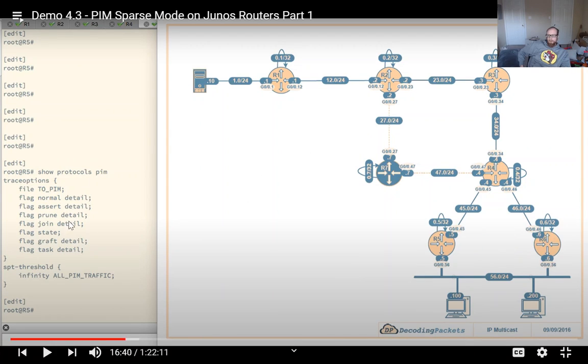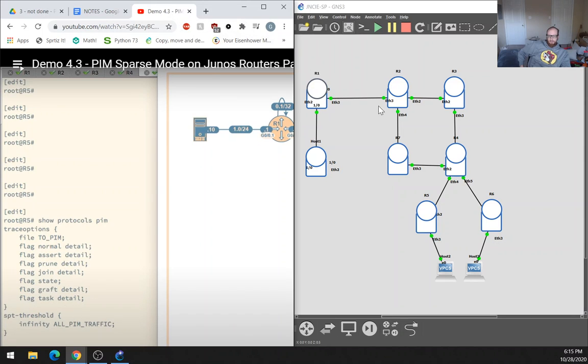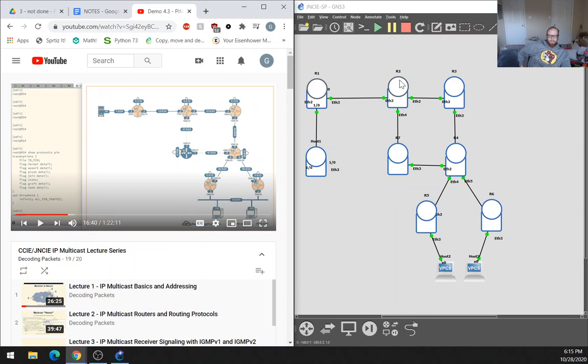So let's take a look. Okay, so it looks like I only needed this SPT threshold command on 5 and 6. I added it to all of them.